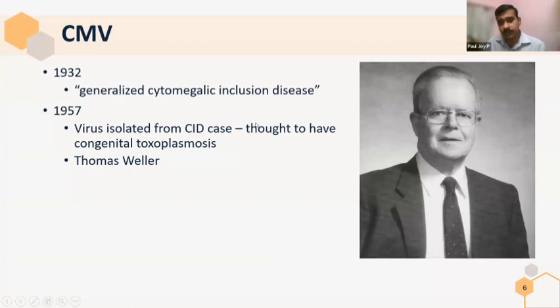The presence of the virus was first suspected in 1932 when a series of cases of generalized cytomegalic inclusion disease was found in certain congenital syndromic infections. They had petechiae, hepatosplenomegaly, and intracerebral calcifications. Later in the 1950s, when they were looking at cases for toxoplasmosis, which presented similarly, they identified an organism which was later named cytomegalovirus. It was initially found by Thomas Weller in 1957.